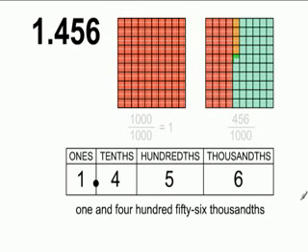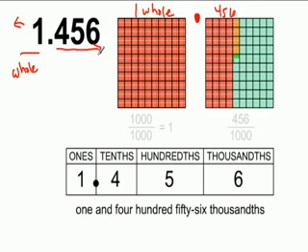Now, this is if you had one whole piece colored in, and then in the second piece you had 456 colored in, this is where your decimal point would go. You have the one whole on the whole number side. This is the whole number side. And then you have the decimal piece on the decimal side. So it would be 1.456.